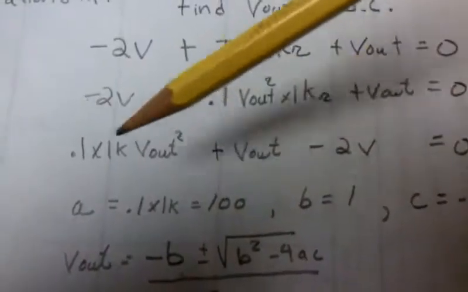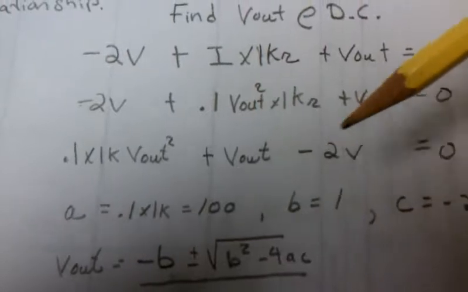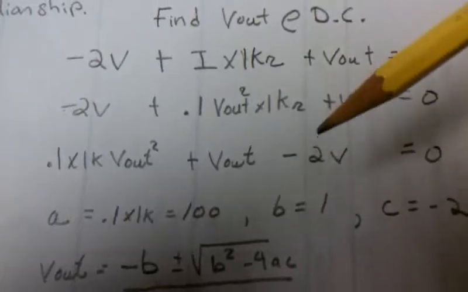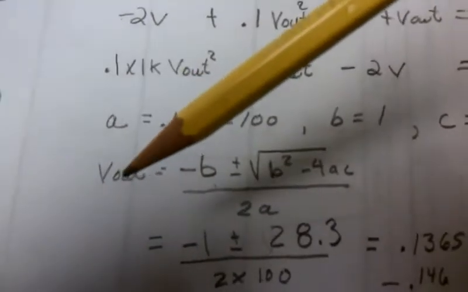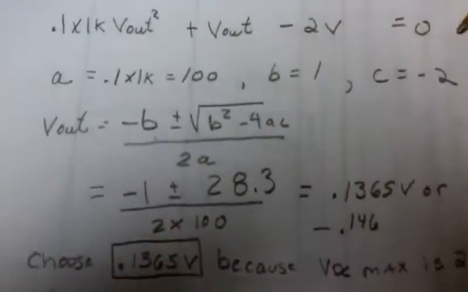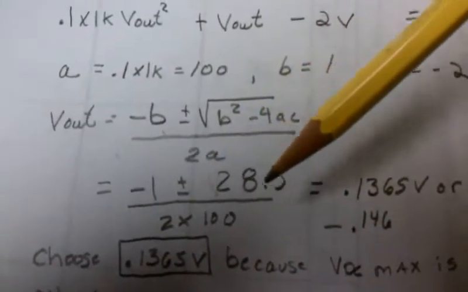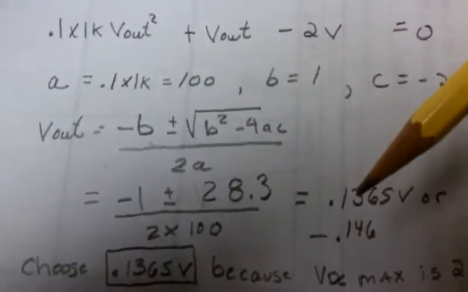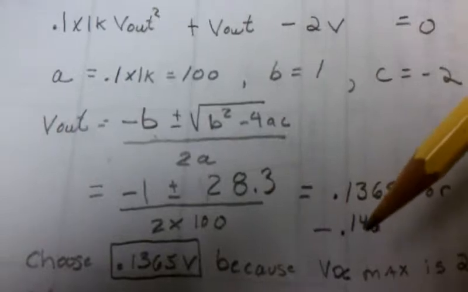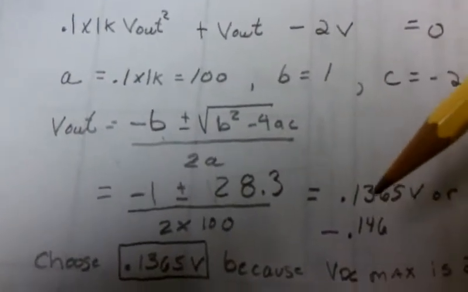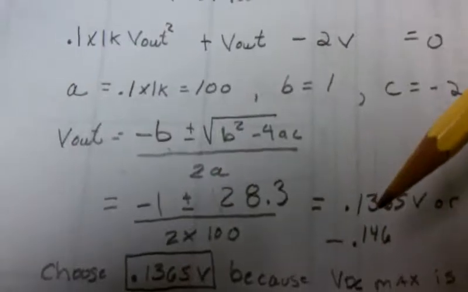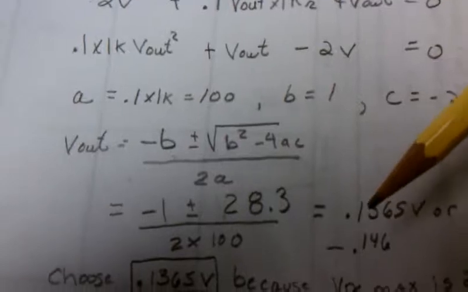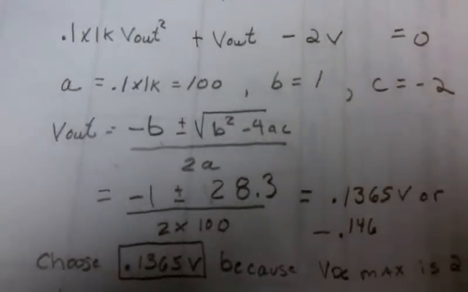A is equal to 100, B is equal to 1, and C is equal to minus 2. Here's the quadratic equation, and we have a choice. Is it plus 28.3 or minus 28.3? Well, when you solve it, we get a positive voltage in one case and a negative voltage in another case. It needs to be a positive voltage in this example because the power supply is 2 volts measured with reference to ground. There is no negative voltage power supply in this example.